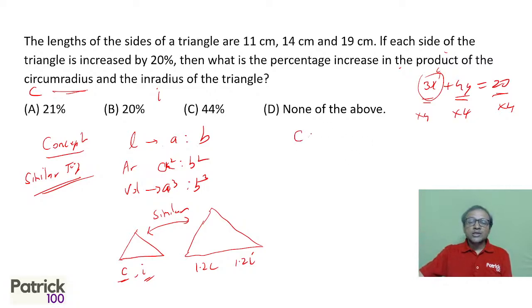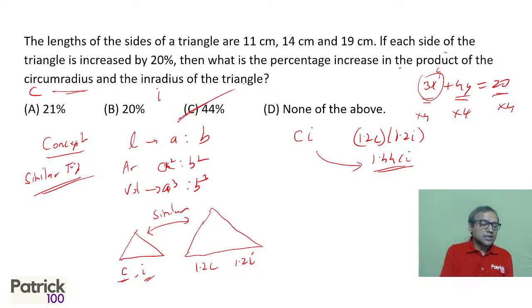So old it was C into I. New it is 1.2 C into 1.2 I. It becomes 1.44 CI, which means an increase of 44%. Option C, that's the answer.